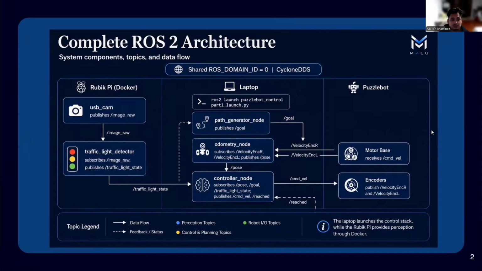The system was implemented using ROS2 with a shared ROS domain ID between the laptop, Rubik Pi, and the Jetson Nano with the Puzzlebot. The Rubik Pi runs the perception stack inside the Docker. The USB cam node publishes camera frames on image raw, and the traffic light detector node processes those frames using OpenCV. The detector publishes the stable traffic light state on the topic traffic light state.